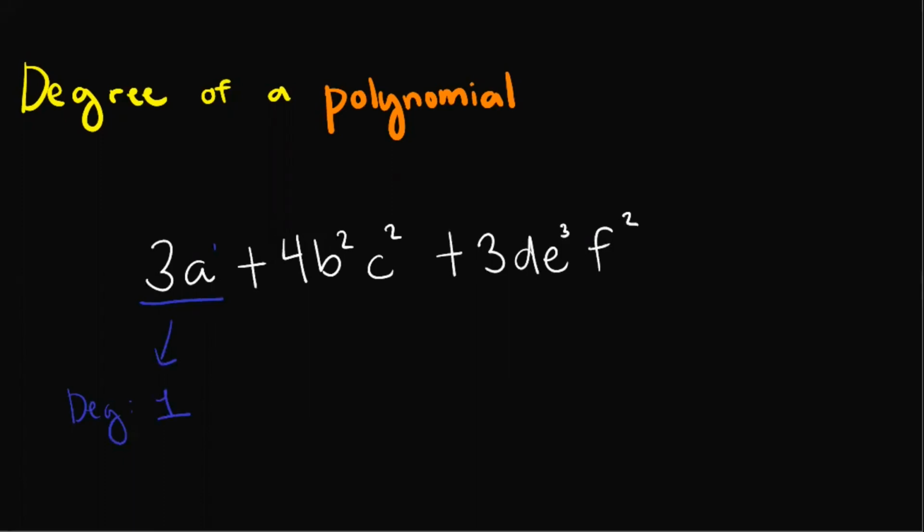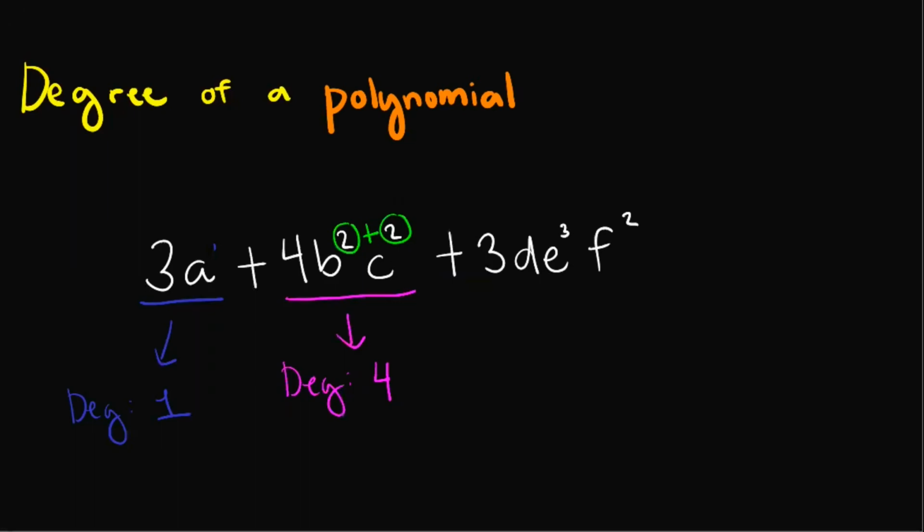For the next one, what is its degree? Well, we have two variables, b and c. So their exponents are 2 and 2. And so we add these exponents, since these are the exponents of the variables. So 2 plus 2 would give us 4.